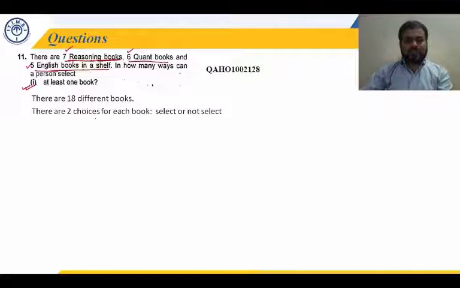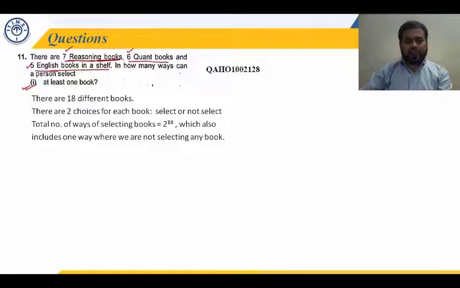So what is the total number of ways? 2 into 2 into 2 multiplied how many times? 18 times. So total number of ways of selecting the books will be 2 to the power 18. And this also includes one way where we are not selecting any of the books, right? This 2 to the power 18 also contains a way where first book was not selected, second was not selected, third was not selected, and so on.